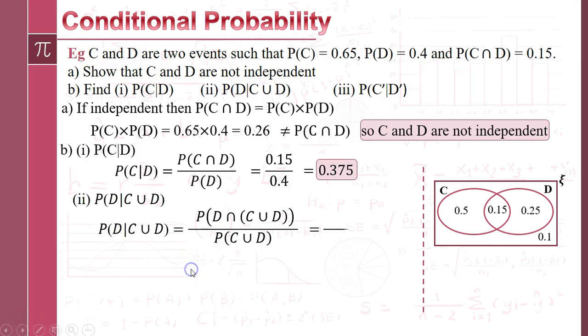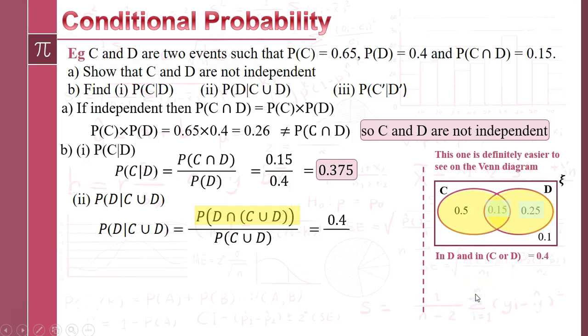To figure this one out, let's go to the Venn diagram because it's much easier to see what's going on. The first thing we want is in D and in C or D. So it's in C or D, which is the yellow, but also we need it to be in D, so that's the green bits. In D and in C or D is going to be 0.4, which in this particular case is essentially just in D. But we've got to compare that with the probability it's in C or D. The bit on the bottom, in C or D, is all of the yellow, which is 0.9. So our probability becomes 0.4 over 0.9. That's 4/9, which is 0.44 recurring.